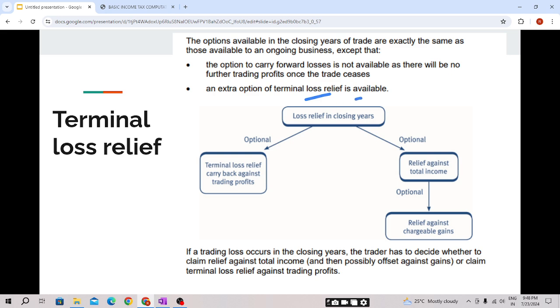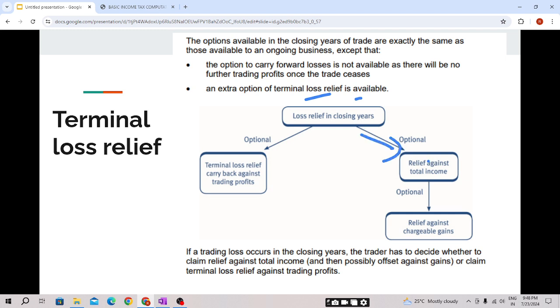In opening year, we have seen that if a loss is incurred in the first 4 tax years of the trade, opening year loss relief is available. But if we have incurred a loss when we close our business, we have an additional option of terminal loss relief.